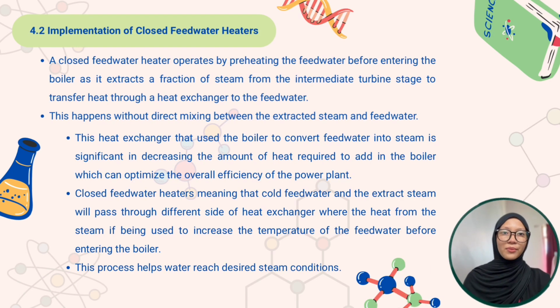Moving on to our second recommendation, which is the implementation of closed feed water heaters. This system operates by preheating the feed water before it even enters the boiler. To do this, it extracts a small fraction of steam from an intermediate turbine stage and passes it through a heat exchanger to transfer the heat to the feed water without direct mixing. By using the heat from the extracted steam to raise the feed water temperature, we significantly decrease the amount of external heat that needs to be added by the boiler. Thus, this optimizes the overall efficiency of the power plant and ensures that the water smoothly reaches our desired steam conditions.